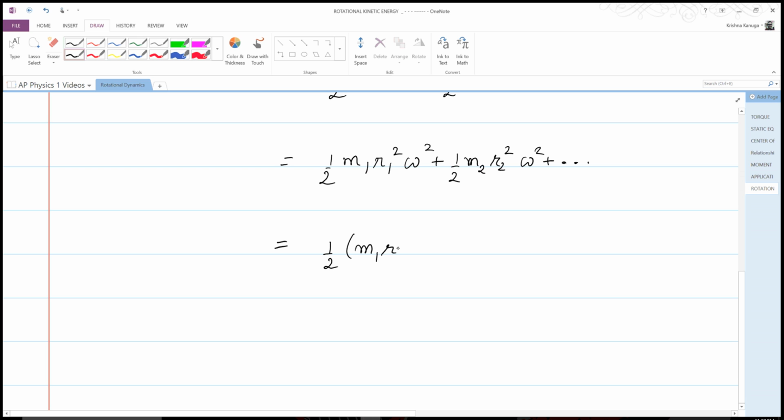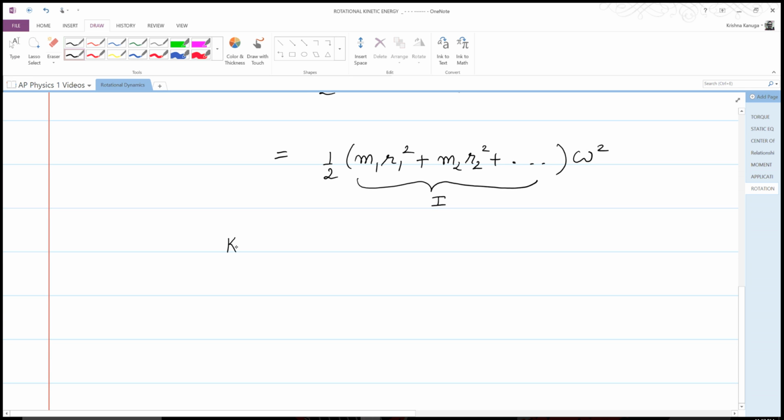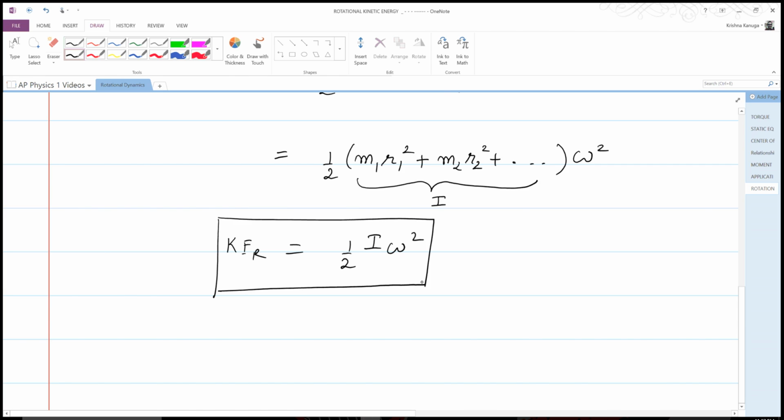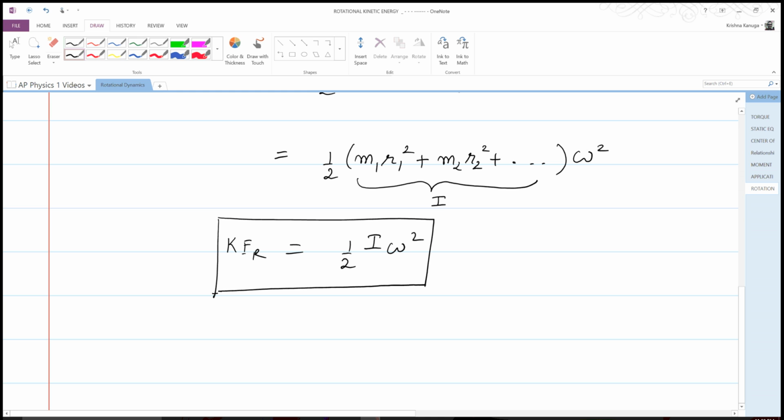I can simplify this and rewrite it by factoring the half out and also the omega squared out. At this point we recognize that the term in parentheses is simply our moment of inertia. And so we know that our rotational kinetic energy is simply 1/2 I omega squared.